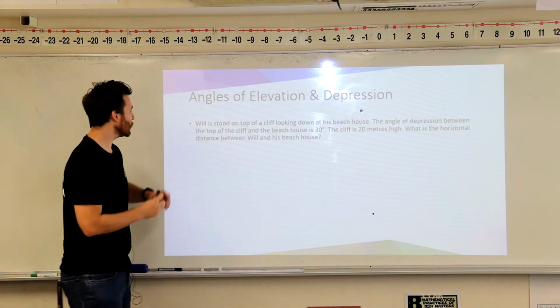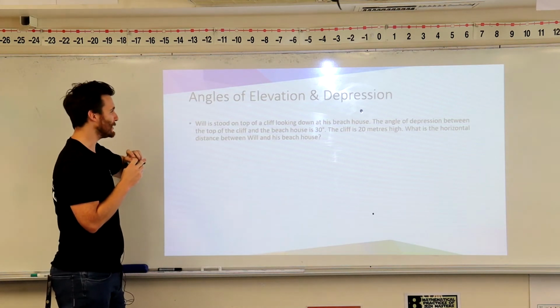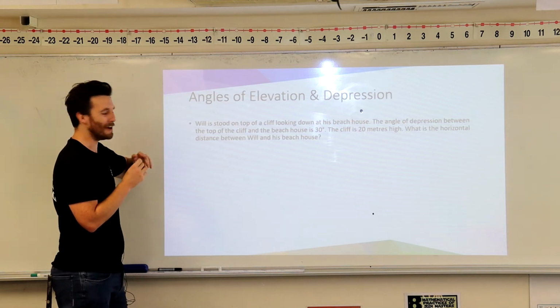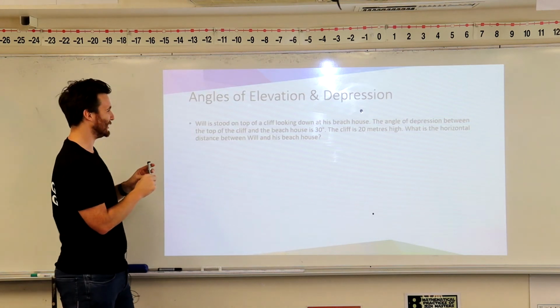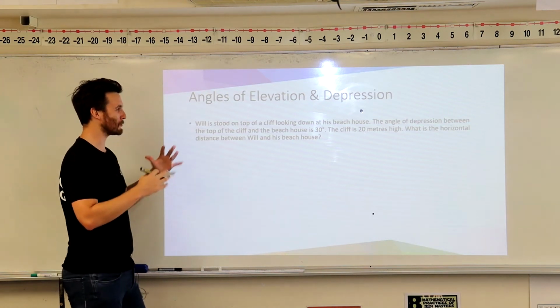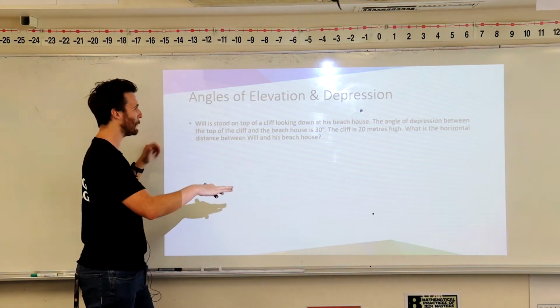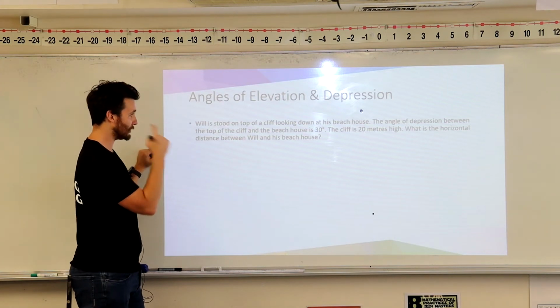So we've got a person called Will who is stood on top of a cliff looking down at his beach house. You'll find that in these trigonometry and Pythagoras questions, there's often a cliff or a ladder or a kite or something like that. It's really the trigonometry best of everyday topics. But in this case, we're on a cliff looking down at a beach house. The angle of depression between the top of the cliff and the beach house is 30 degrees.